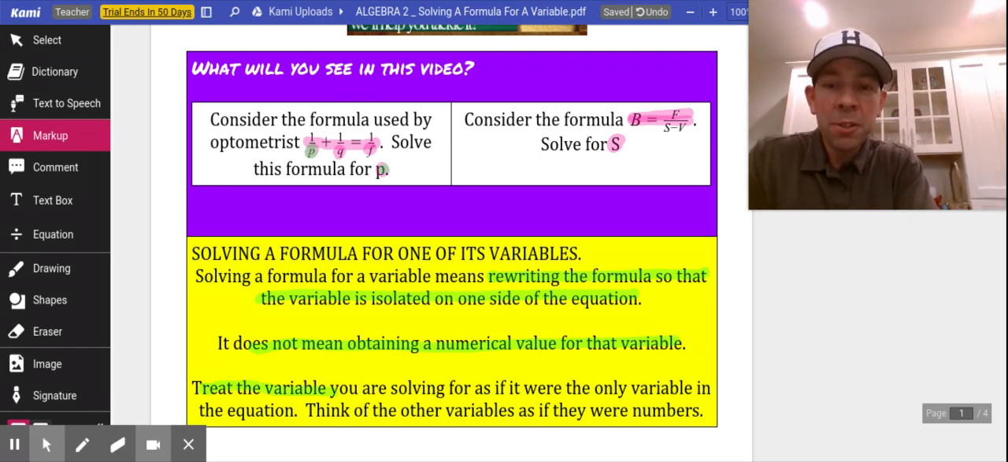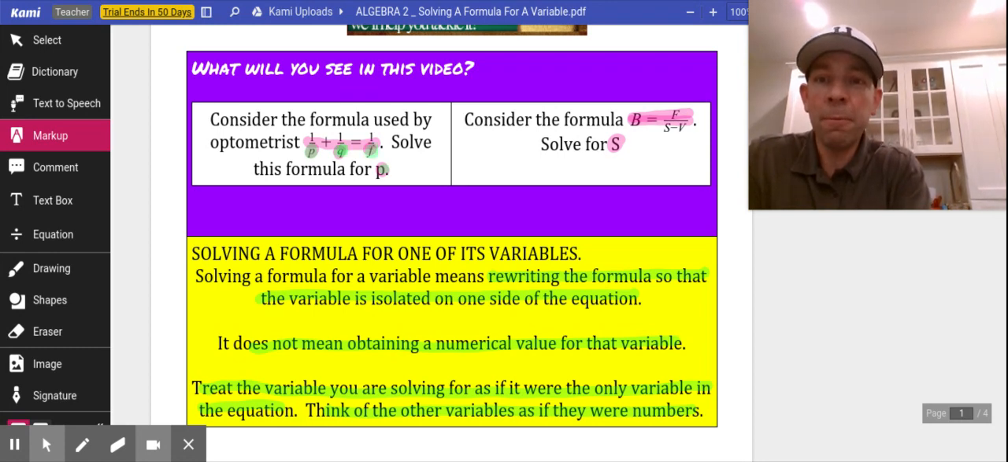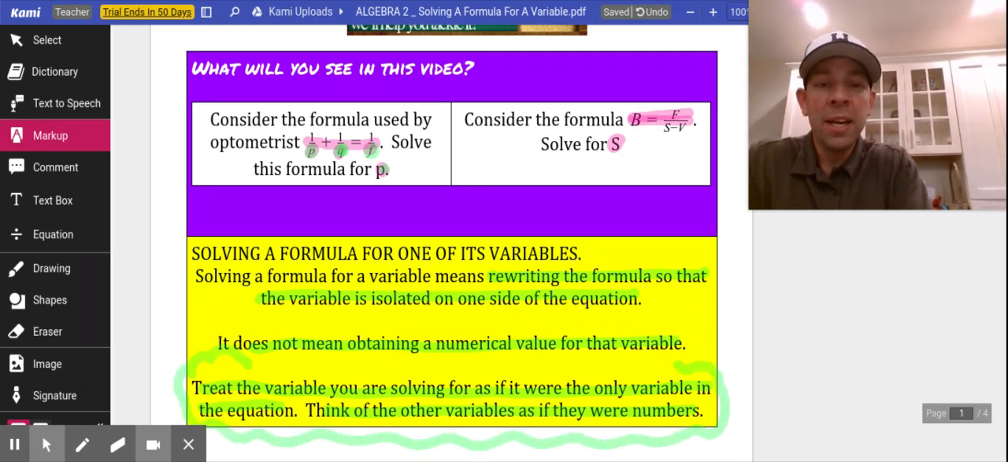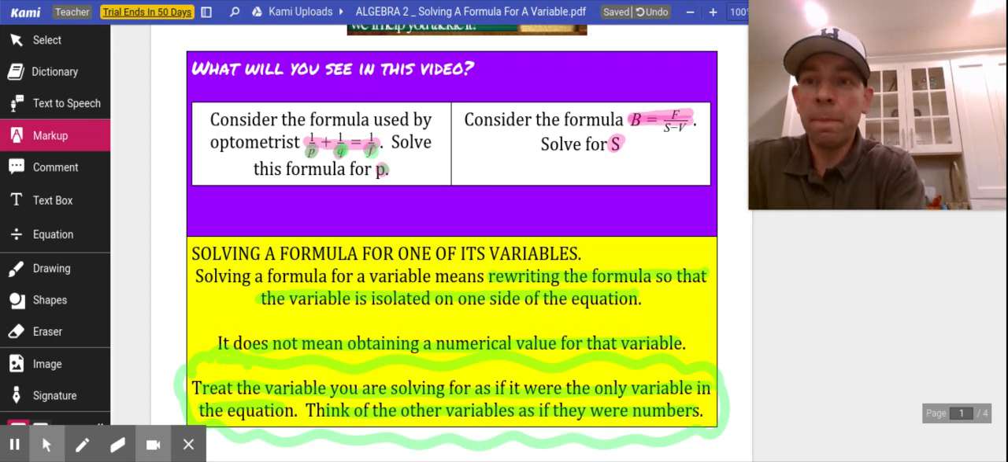Treat the variable that you're solving for as if it were the only variable in the equation, okay? Think of the other variables as if they're just numbers. You could pretend this Q was a 2 or this F was a 5, whatever the case might be, if that helps you. But this is probably more important than I can stress as we go forward.